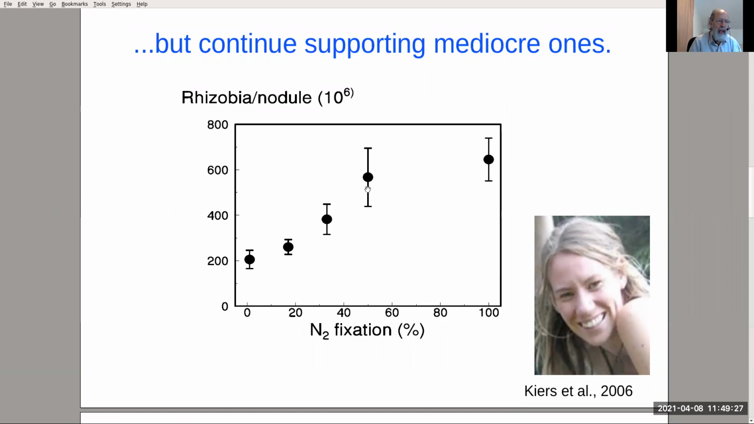But mediocre performance, as shown here, fixing at only half of the ideal rate, still those rhizobia in current varieties seem to reproduce just as much as the very best strain. And that's probably why the mediocre strains are able to persist in the soil, is that the soybeans continue to support them. But working with a plant breeder here, I'm hoping that we can change that and get soybean varieties that would shut down all but the very best bacteria.